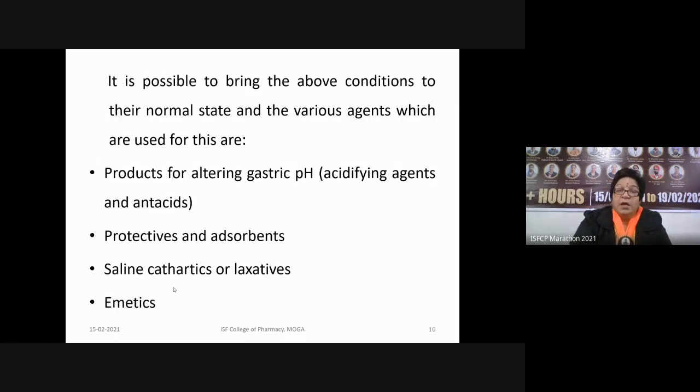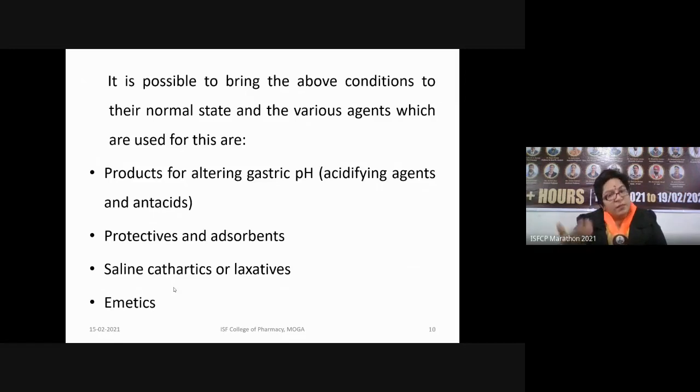It is possible to bring all these conditions that I have already discussed above to their normal state, and the various agents used for this are products for altering gastric pH, like acidifying agents and antacids. If the pH is low or the acid is low, increase it with the help of acidifying agents, and if it is high, reduce its effect with the help of antacids.